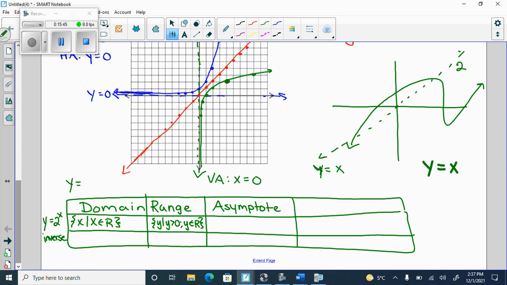Y equals 0. So I can go HA because these are my notes, but I can't do HA on my test. Horizontal asymptote, y equals 0. And then intercepts. There's just a y-intercept at 0, 1.